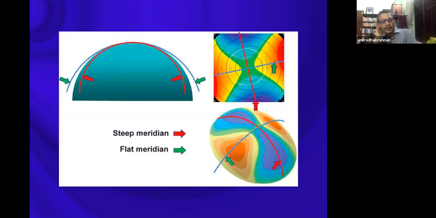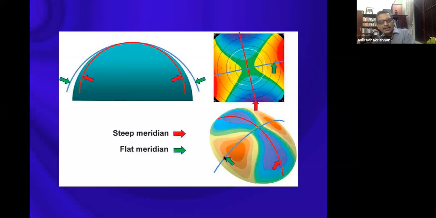So when you look at tomography, you have to take into consideration two things. One is, you know that there is a steep meridian and a flat meridian. So there is something called a best fit sphere. This light green color, what you're seeing, is the best fit sphere. So the steep cornea would be like this, while a flat cornea would be like this. So correspondingly, the image would come like this. Corresponding to the steep meridian, you can see that blue color. So don't misinterpret it for a flat cornea. Only thing is, compared to that reference sphere, that part of the cornea is away, that's all.